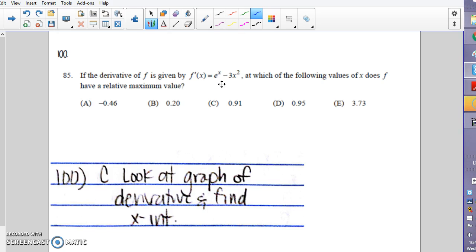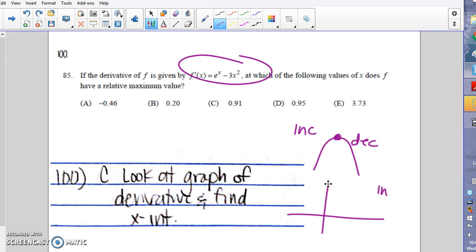Derivative of f is this guy. Which of the following values of x do you have a relative maximum value? Basically, I took that guy, graphed it. What you're looking for, a relative max, and this one I'm actually not going to graph, it's a little bit easier, because you already have your derivative. What you're looking for, a relative max on your original function, is going from increasing to decreasing, which means you're looking on this guy for it to go from above to below. So find where that happens on your derivative. You're looking for the x-intercept again. Make sure it's the x-intercept where it goes from increasing to decreasing, and that should happen at 0.91.